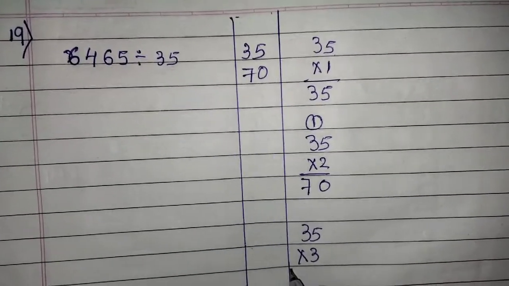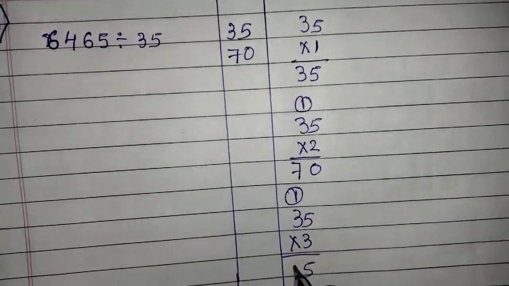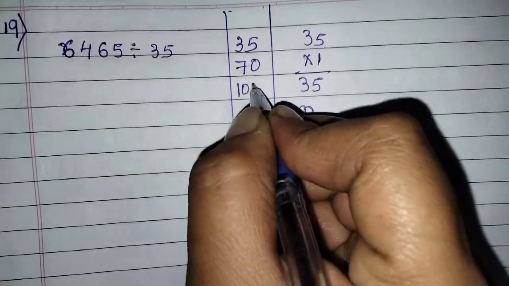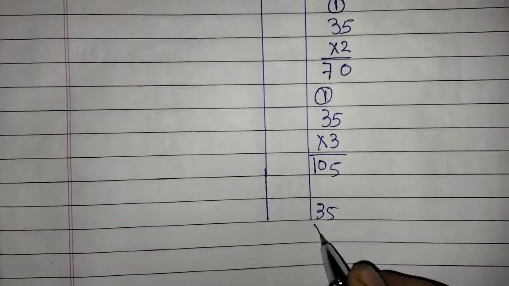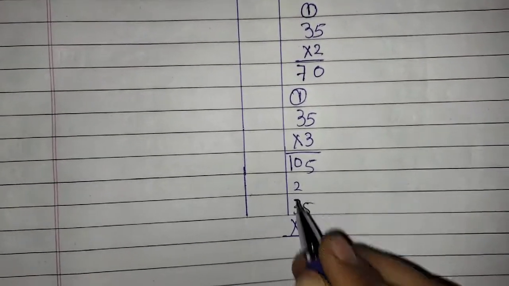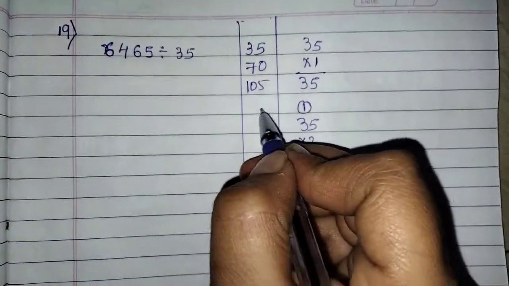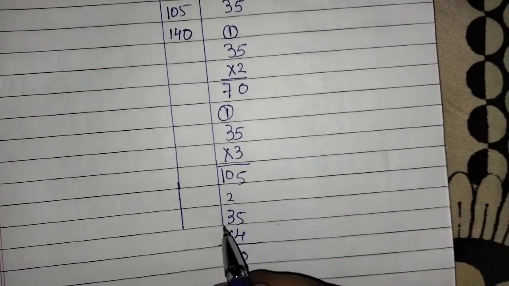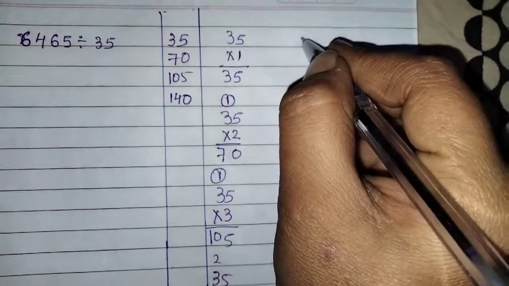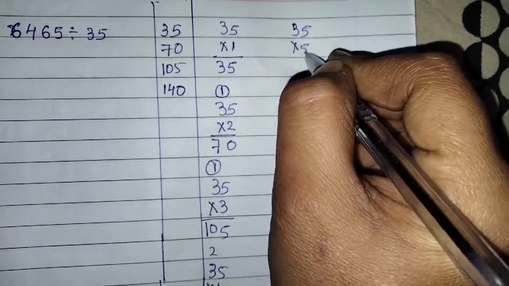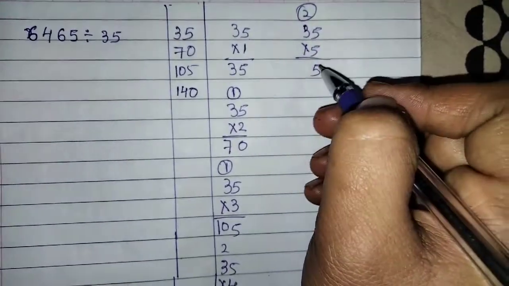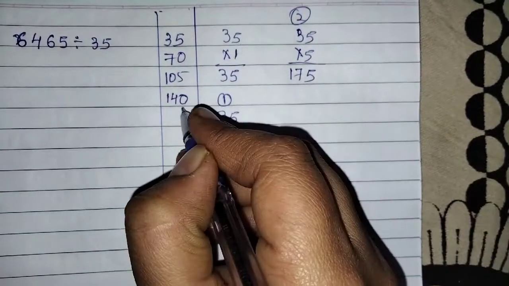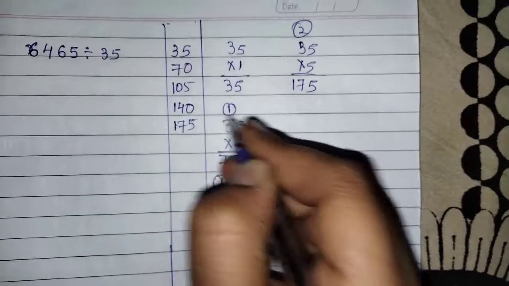35 into 3: 3 fives are 15, 3 threes are 9 plus 1, 10, 105. 35 into 4: 140. 35 into 5: 5 fives are 25, 2 will go as a carry, 5 threes are 15 plus 2, 17, 175.